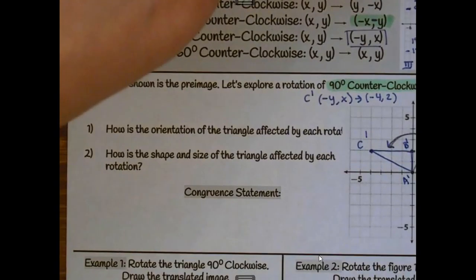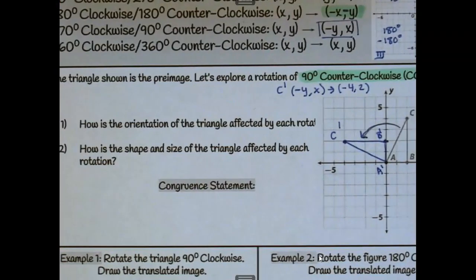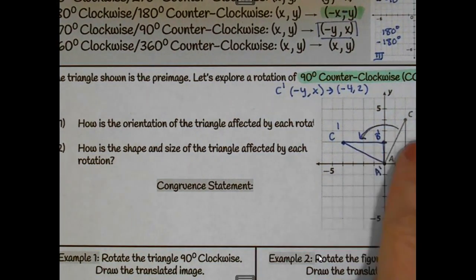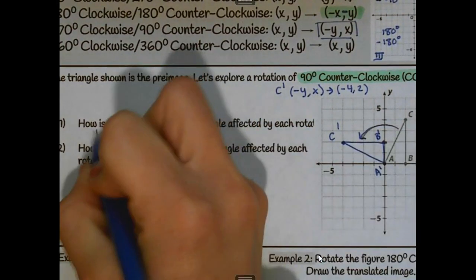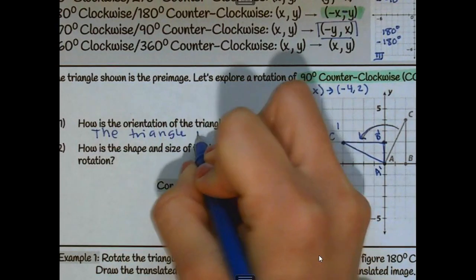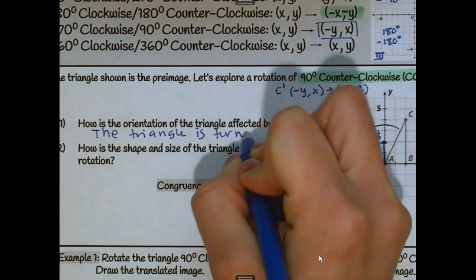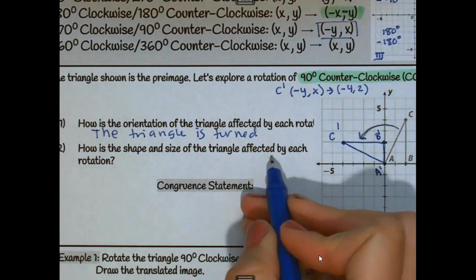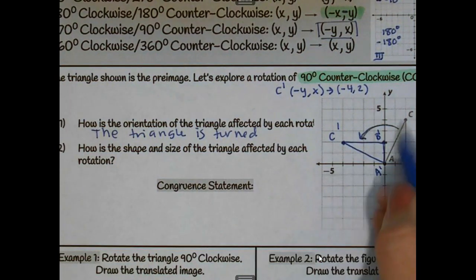So how is the orientation of the triangle affected by each rotation? Well, when we take a look at the triangle, we notice that it was turned. So we're going to write that the triangle is turned. Now, how is the shape and the size of the triangle affected? Well, we just copied and pasted, right?